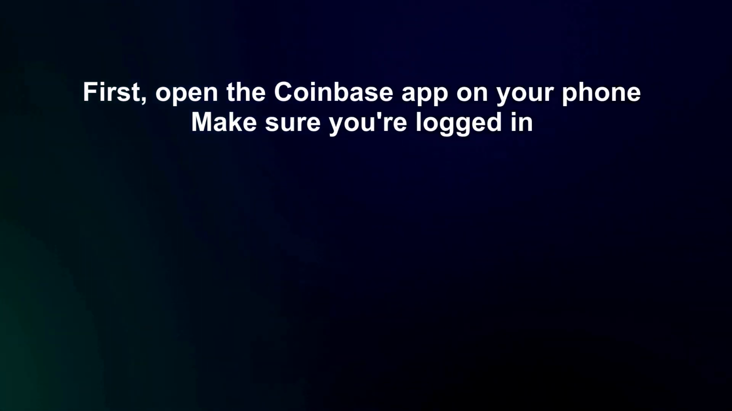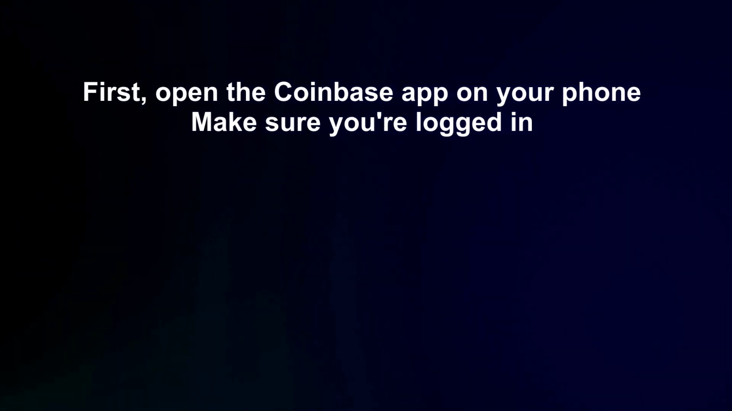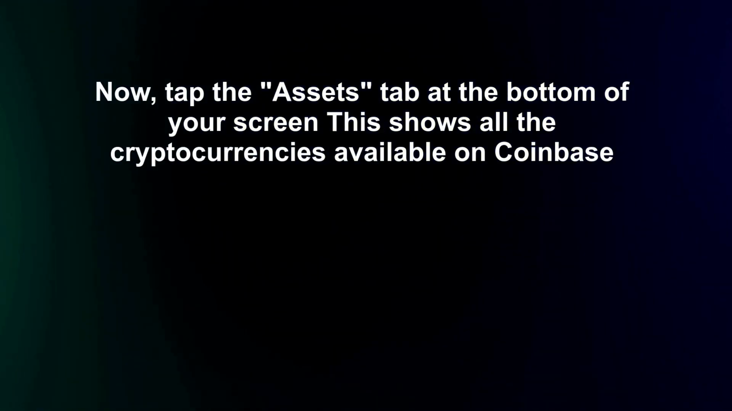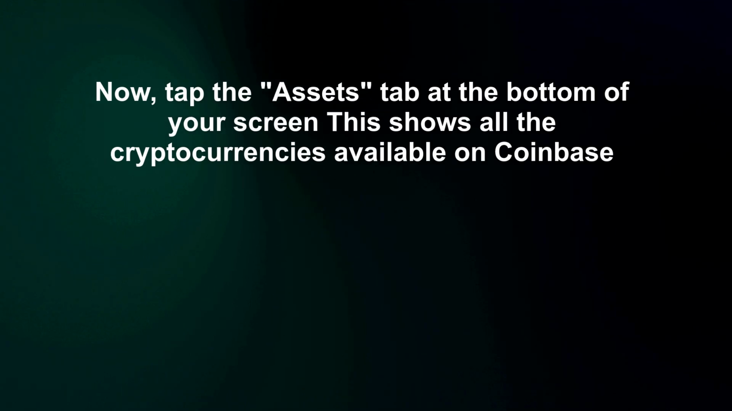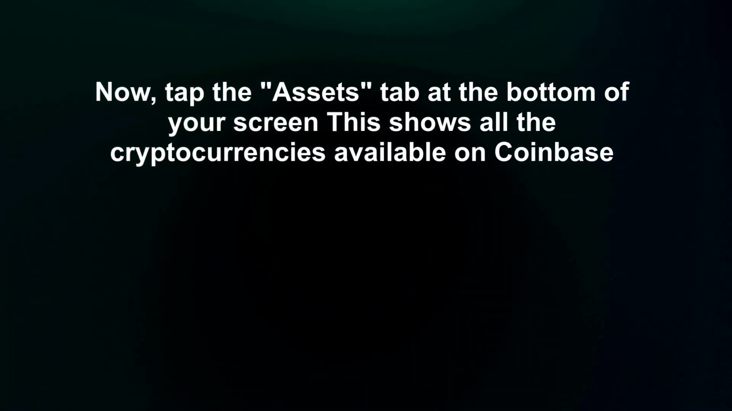First, open the Coinbase app on your phone. Make sure you're logged in. Now, tap the Assets tab at the bottom of your screen. This shows all the cryptocurrencies available on Coinbase.